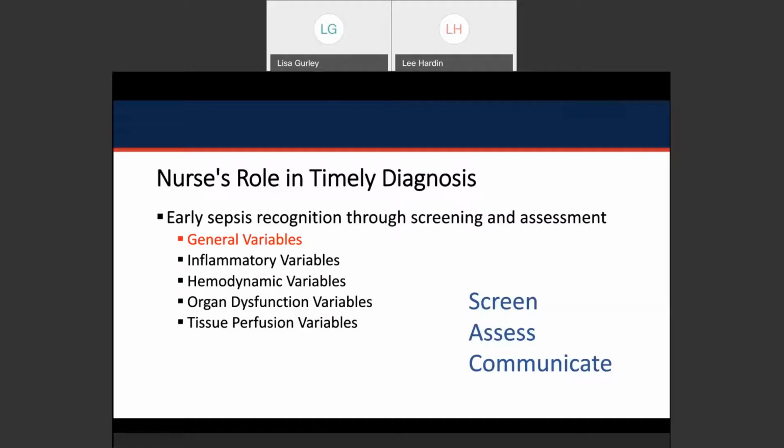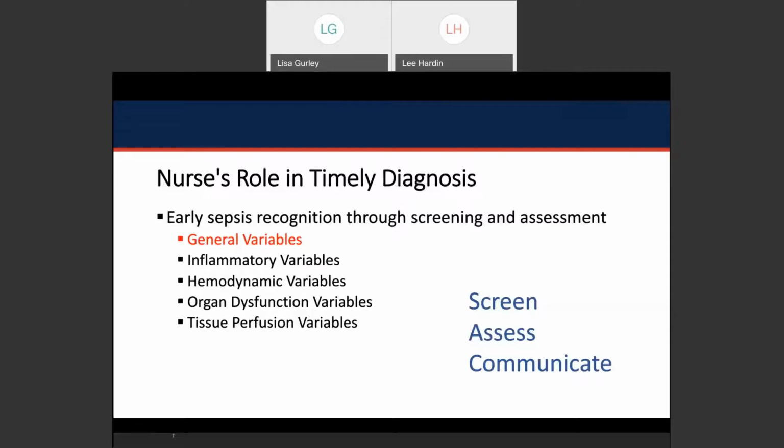The nurse has an important role in improving outcomes for patients experiencing sepsis. The nurse is often the first healthcare provider to assess the patient and certainly has more contact with the patient than any other healthcare provider. This allows for early recognition of signs and symptoms of sepsis, timely treatment, being a patient advocate, and providing patient and family education.